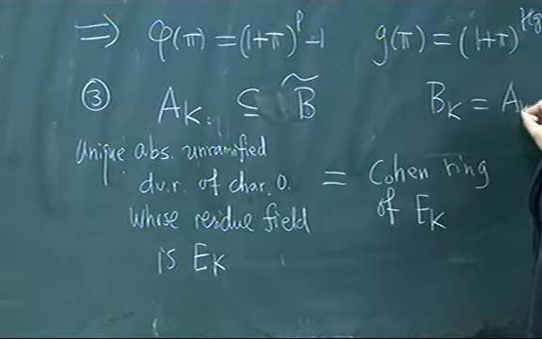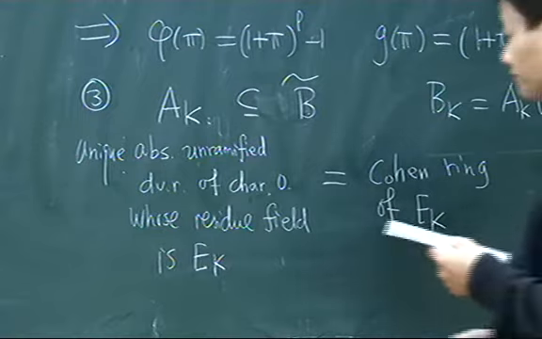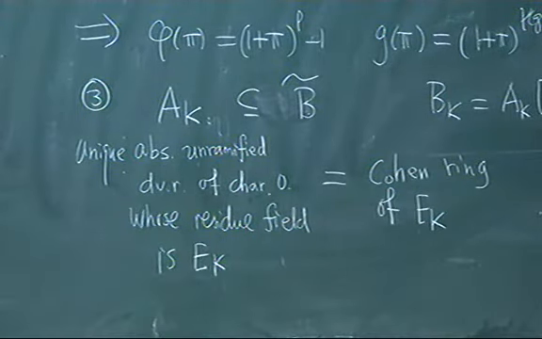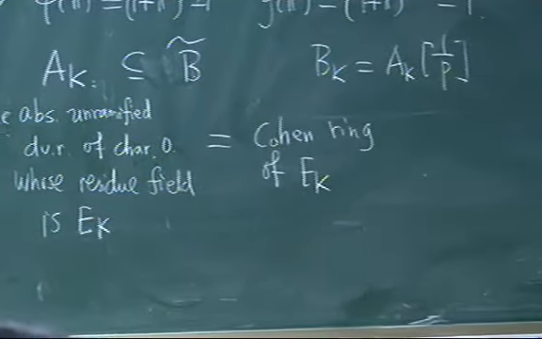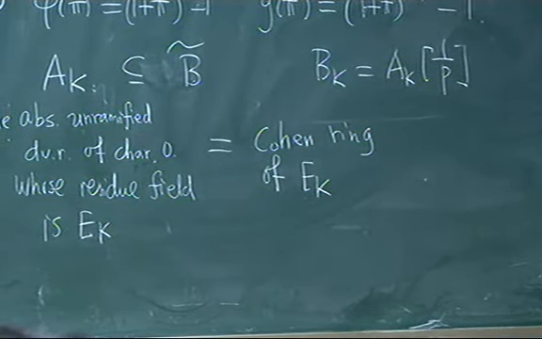Okay, so we get this, and then we get B_K. It's just the fraction field of A_K. So now we can let B be all these B_K. But then this one is not complete. So we take the completion. So this means p-adic completion.